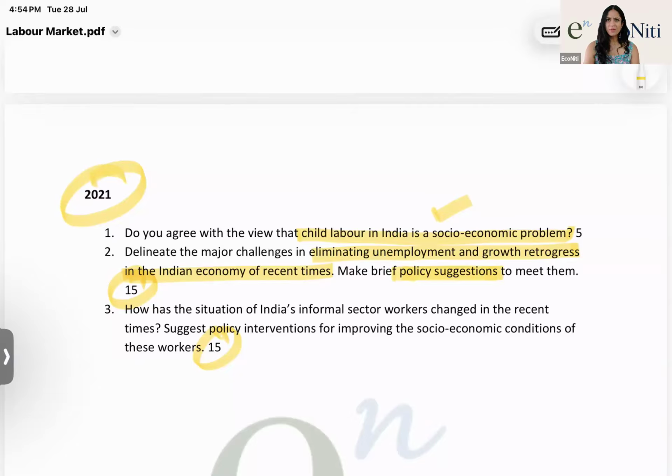ठीक है. सो मैं बहुत ब्रीफली बोल रही हूँ, ये टाइम नहीं है डिस्कस करने का, लेकिन just look at the kind of questions. Remember your base. There is nothing in that base that doesn't get covered over here. Right? How has the situation in India's informal sector workers changed in the recent times? Suggest policy interventions for improving socio-economic conditions.